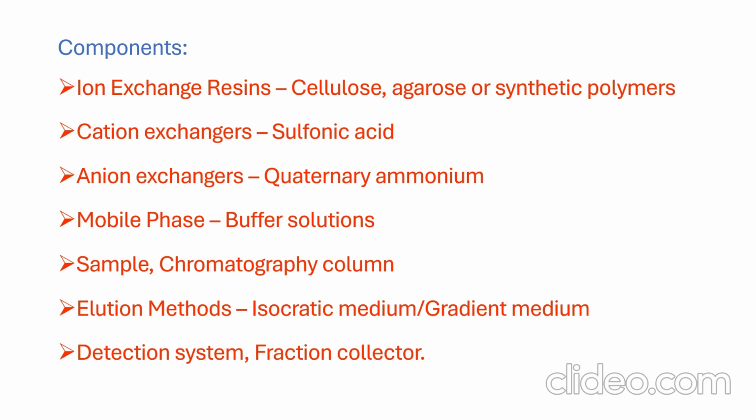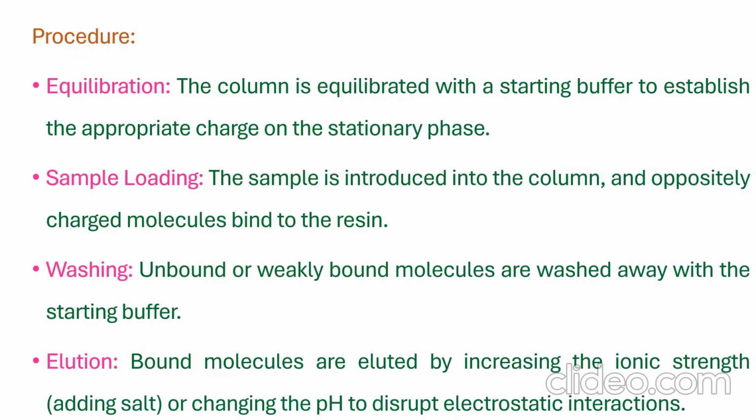Detection system, it monitors the elution of molecules typically using UV visible spectrophotometry or conductivity detectors. Fraction collector, it collects the separated components as they elute from the column in discrete fractions. Now we'll see the procedure.